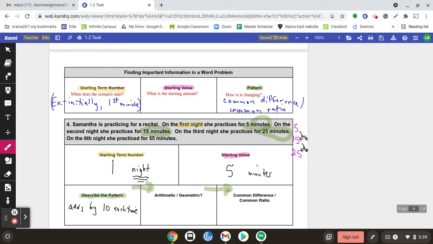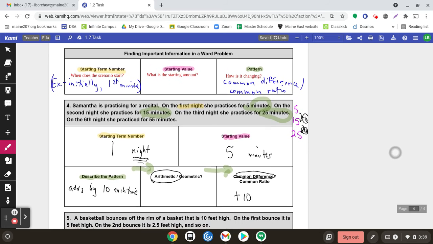So is this arithmetic or geometric? Well, when you're adding or subtracting, you have an arithmetic sequence, and that is associated with a common difference. And remember, the common difference from task 1.1 is the number that is being added or subtracted each time. And our number was right here as plus 10. And we're done with number 4.